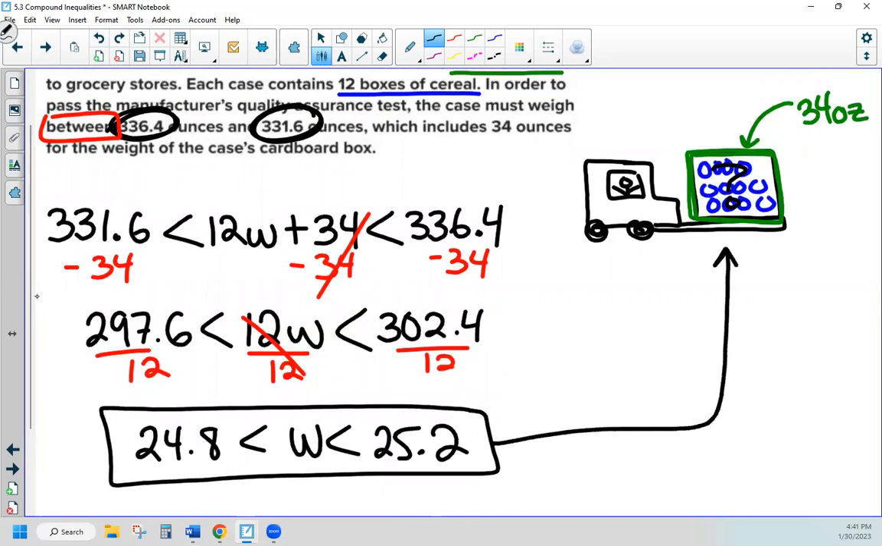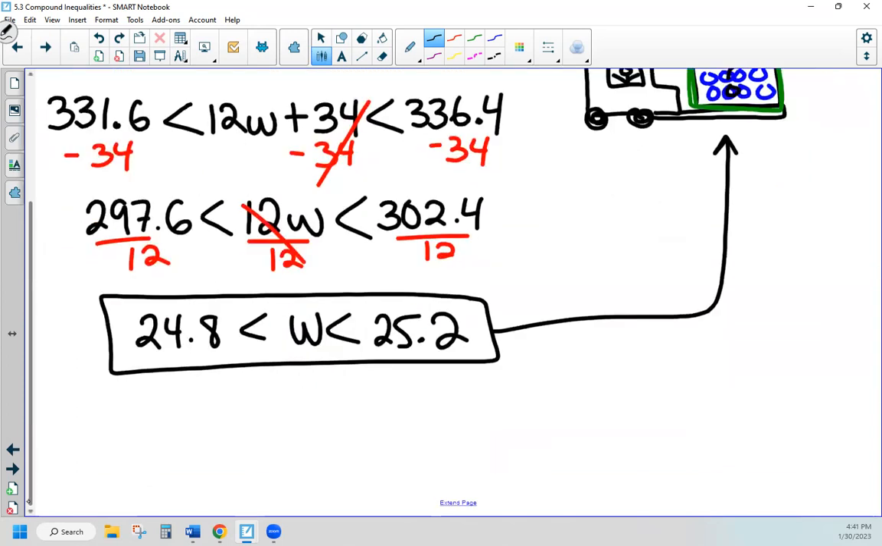The story is that for this company to pass the quality assurance test, each box must weigh between 24.8 and 25.2 ounces. That's it. If it's outside of that, if it's 24.8 or less, it's going to be too light. If it's 25.2 or more, it's going to be too heavy, for what it is that they're looking for.